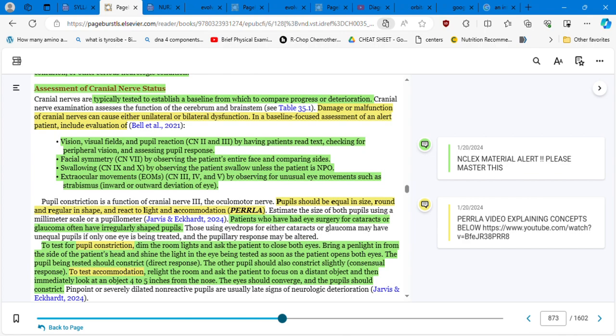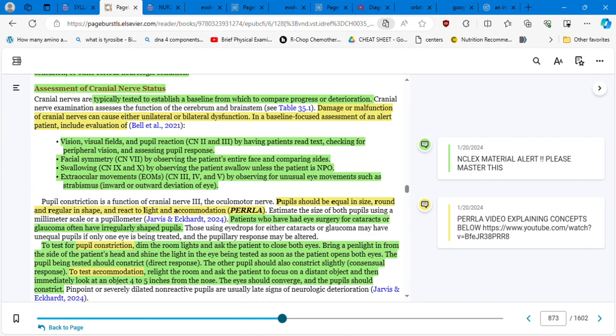Know the function of your cranial nerves 2 and 3 by having patients read text, checking for peripheral vision and assessing pupil response. Facial asymmetry, your cranial nerve 7, by observing the patient's entire face and comparing sides. So, for example, if you have your patient with trigeminal neuralgia, okay, or Bell's palsy, you're going to find differences. Swallowing, your cranial nerve 9 and 10, by observing the patient swallow unless the patient is NPO. Extraocular movements, your cranial nerve 3, 4, and 5, by observing the unusual eye movements such as strabismus, inward or outward deviation of the eye.